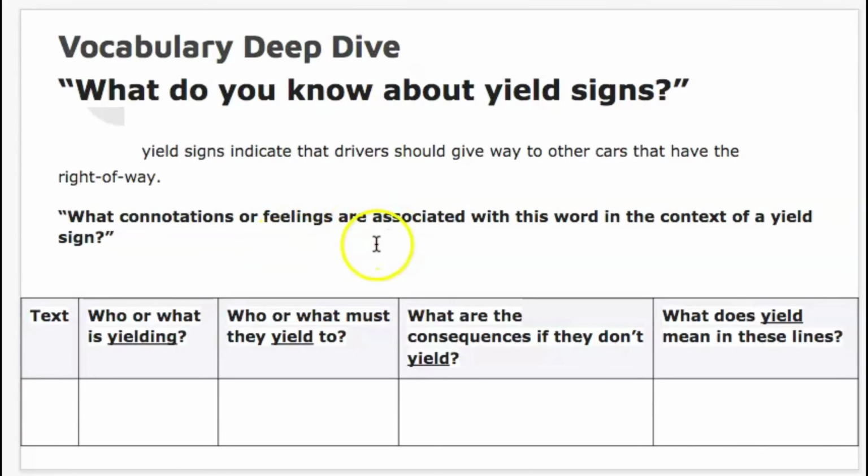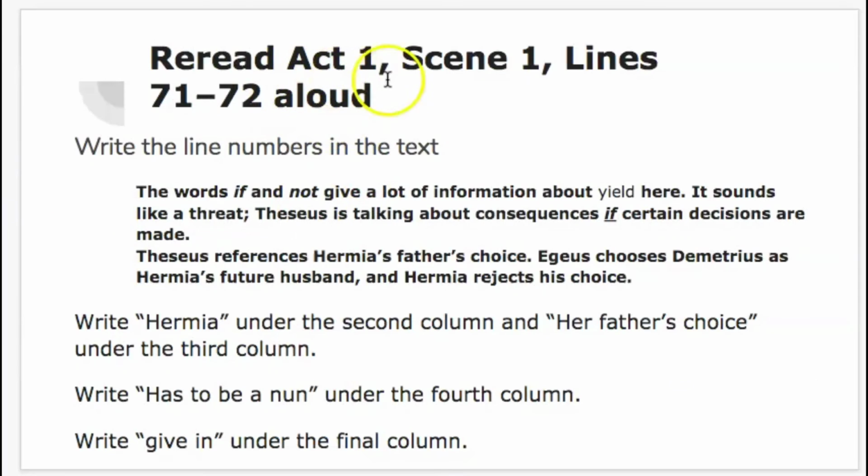So, what connotations or feelings are associated with this word in the context of a yield sign? What does the word yield make you feel? What is the connotation? Then I want you to ask yourself, based off of the text, who or what is yielding? Who or what must they yield to? And what are the consequences if they don't yield? And what does yield mean in these lines, Act 1, Scene 1, lines 71 through 72? The words if and not give a lot of information about yield here. It sounds like a threat.